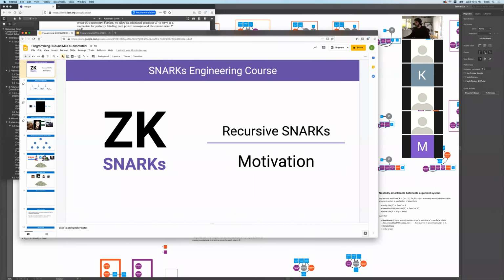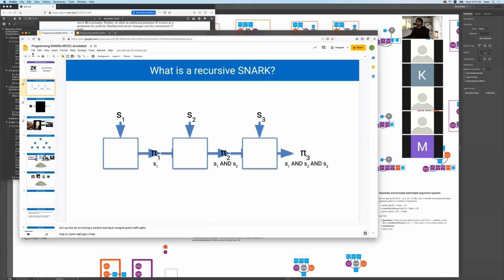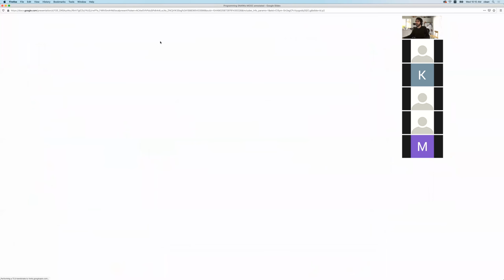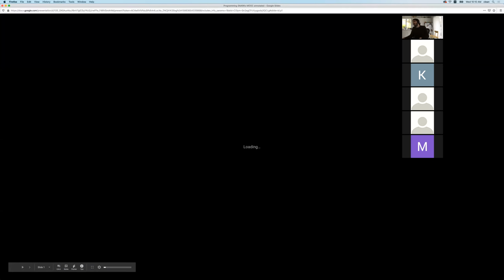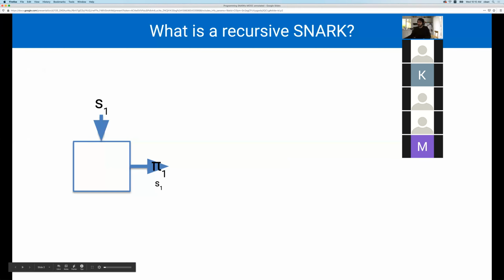So just a few examples of what sort of things can be accomplished. I feel like these have animation, so let's see. Okay, so these were imported from PowerPoint, so they might not look so great, but that's life.